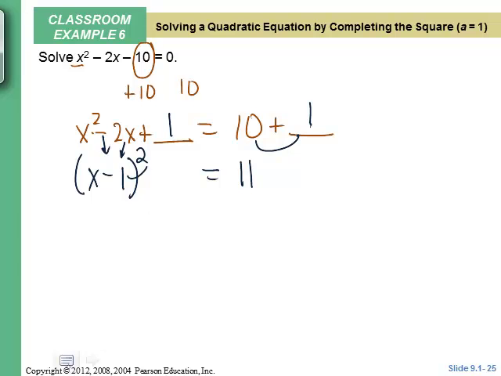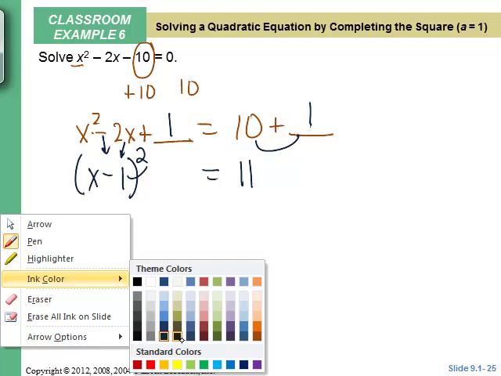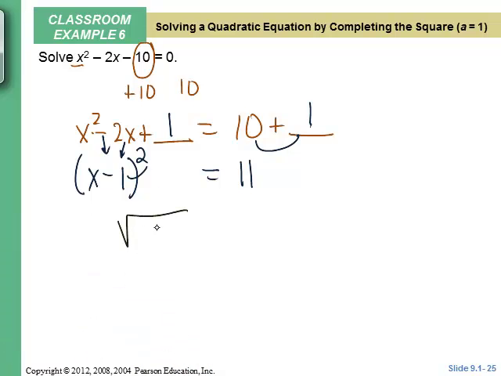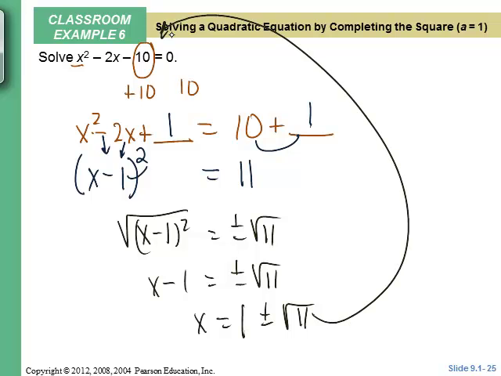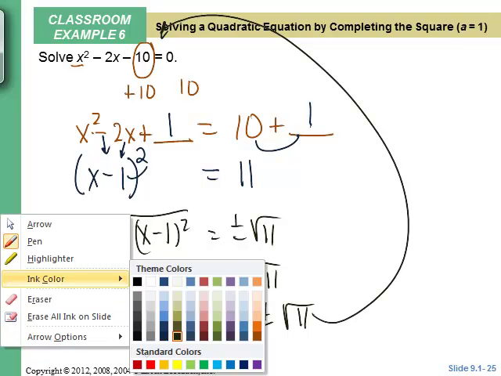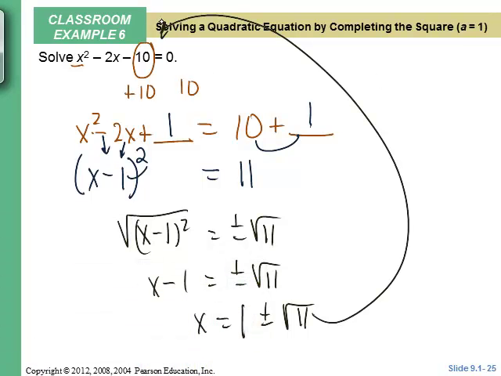We can take the square root of both sides, and we get the square root of x minus 1 squared equals plus or minus square root 11. X minus 1 equals plus or minus square root 11. X equals 1 plus or minus square root 11. That's what this factors into. So before, when we tried to factor that, we said it can't be factored. Well, that's true. There are no numbers that are 2 apart that multiplied equal 10.